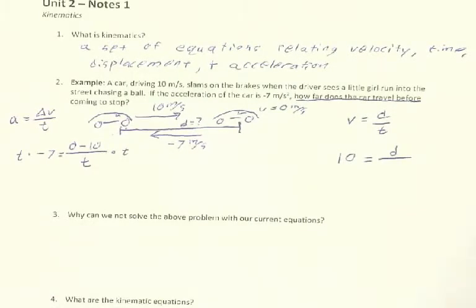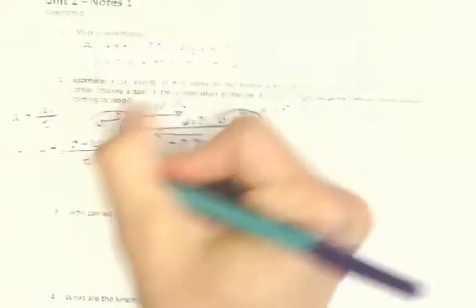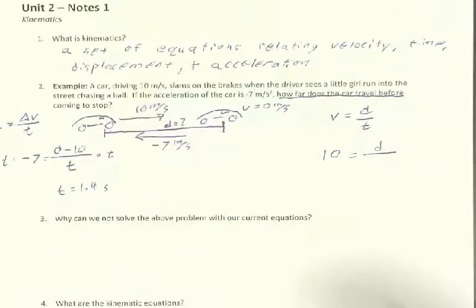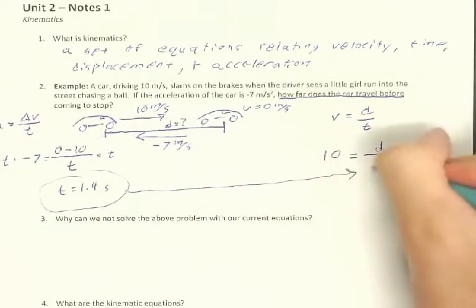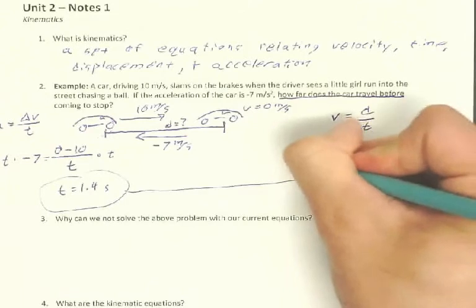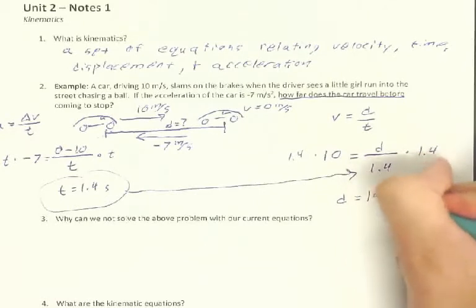Where did I put my calculator? This will do. So 10 divided by 7, and I'll divide the -7 over, gives me a time of 1.4 seconds. Now I'm going to take the time that I just found and put it over here. Going to multiply the bottom to both sides, and we get a distance of 14 meters.